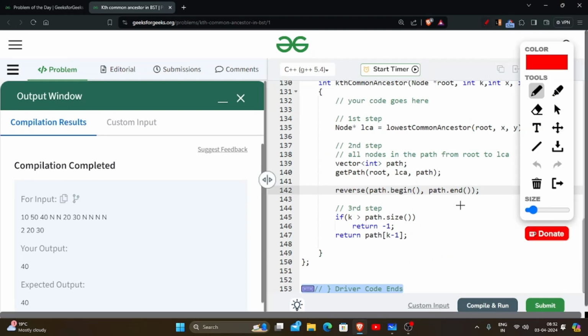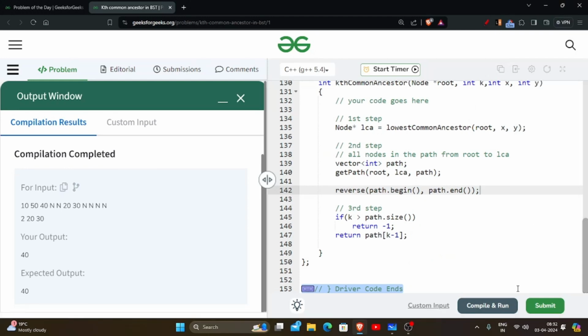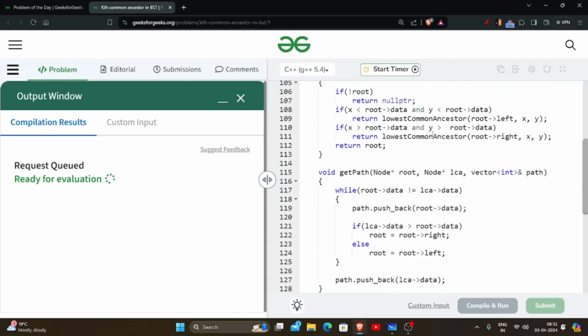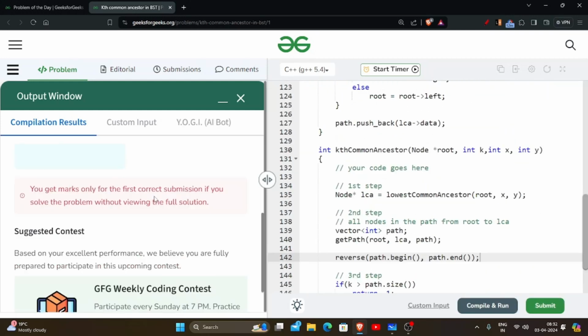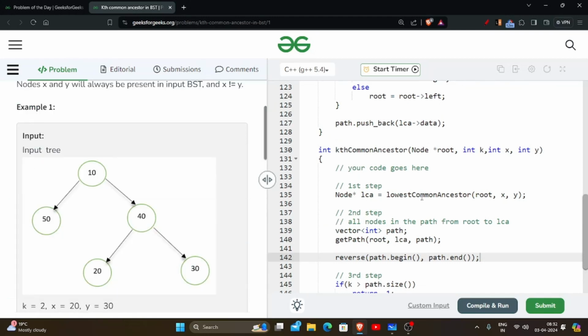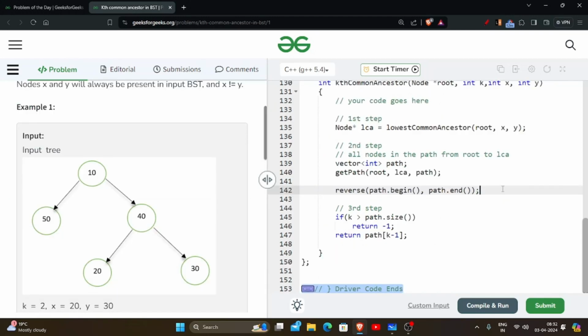So 40 is coming. Let's submit this and hopefully it works. So it is working, and I told you the whole three steps. And some might be thinking that this reverse would be order of n. No, this would also be order of height of tree.